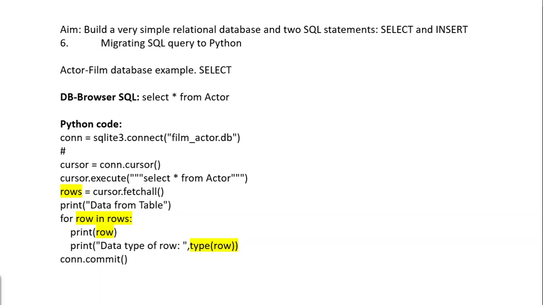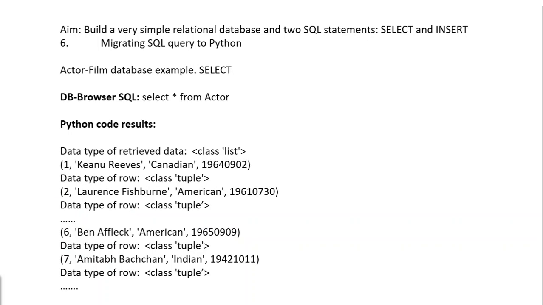A row will contain multiple values, one for each column, in the initial definition of the actor table. I also inserted the type of row in a print statement to make it clear what type of element was being output from the SQL database. Finally, there is a commit for that SQL statement.